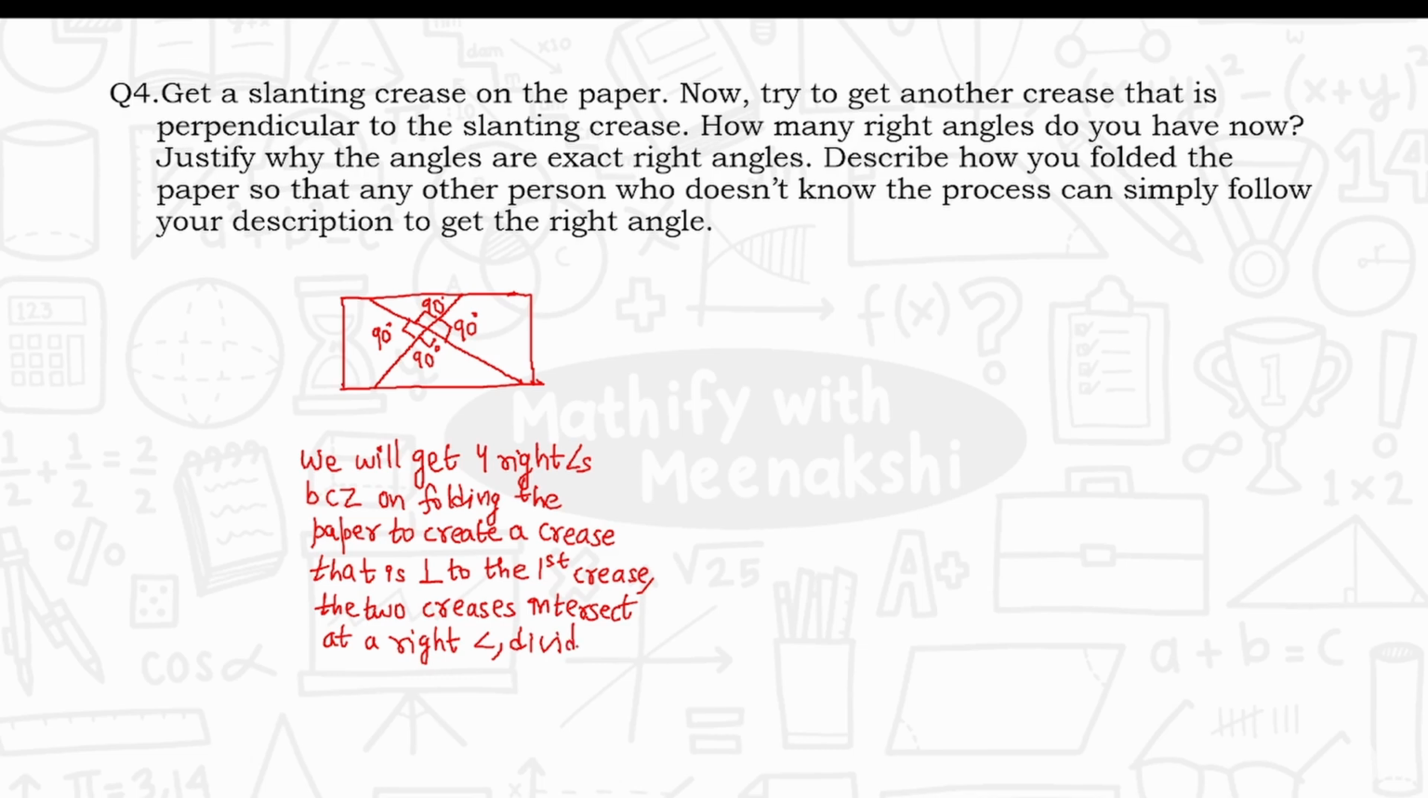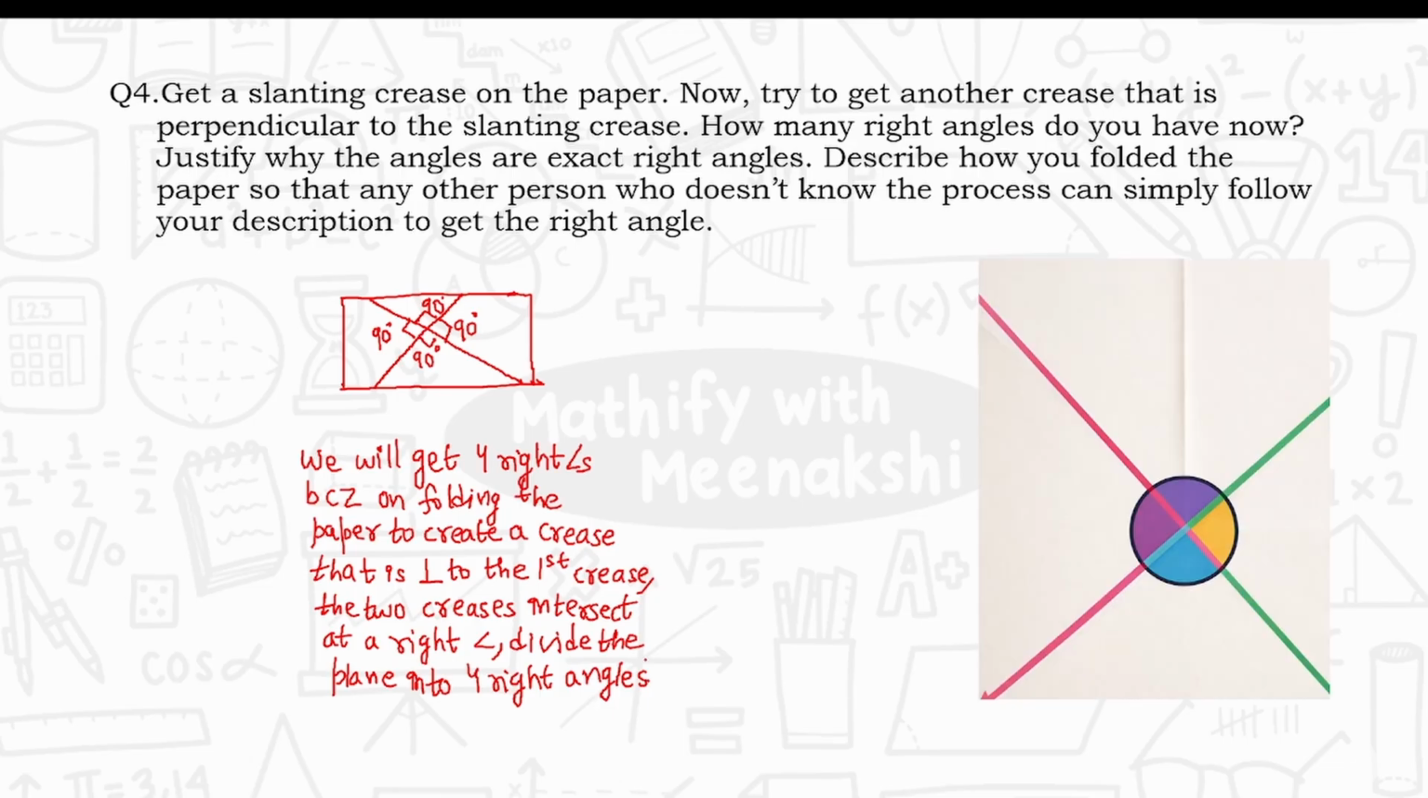They divide the plane, you can see your sheet, into 4 right angles. I will show you one more figure for you. Just see this. If you fold the paper like this, here also you can see that we have 4 90-degree angles. So this is the type of activity.